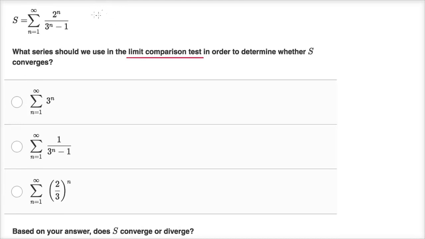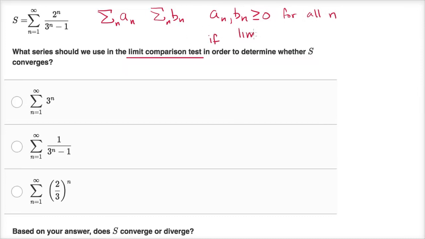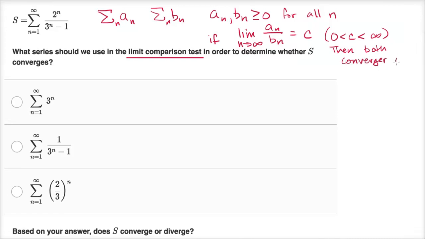If we say that we have two series, and I'll just use this notation, A sub n, and then another series, B sub n, and we know that A sub n and B sub n are greater than or equal to 0 for all n, if we know this, then if the limit as n approaches infinity of A sub n over B sub n is equal to some positive constant, so 0 is less than that constant is less than infinity, then either both converge or both diverge.